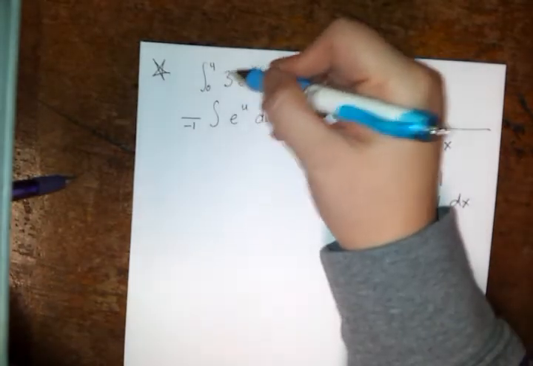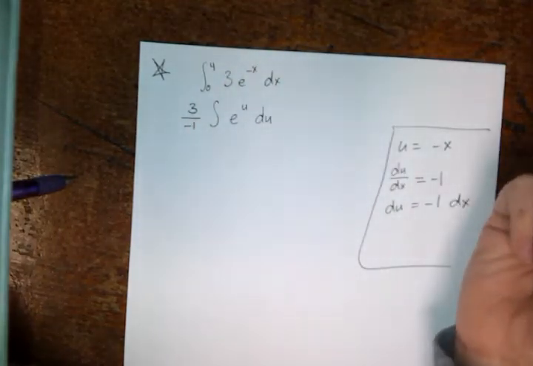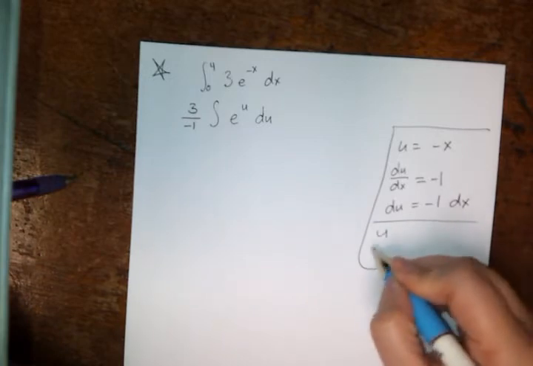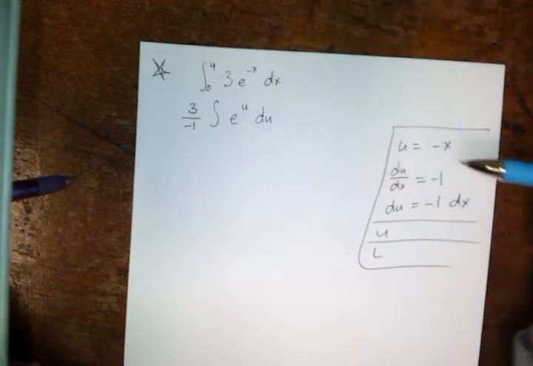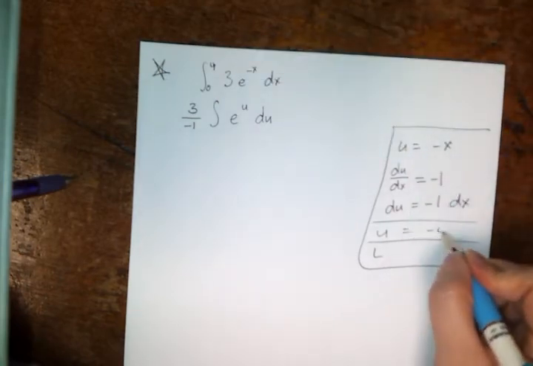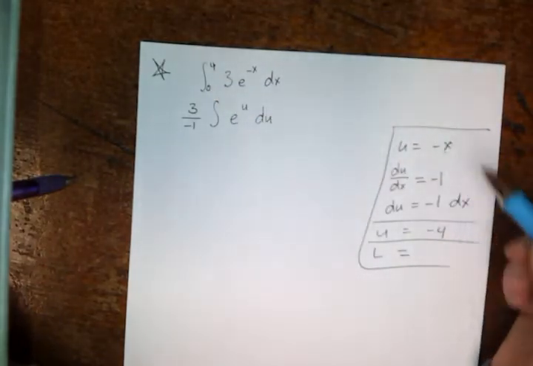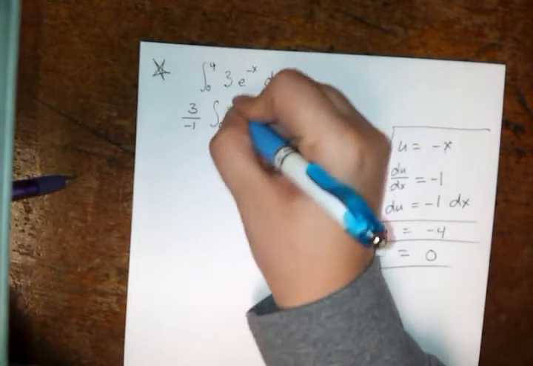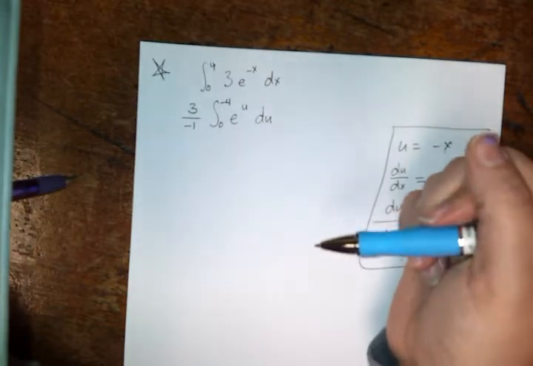I've got a 3 up here that doesn't match anything down here. So I've got something extra in my function that goes into the top of the fraction in front of the integral. And now I need my new bounds. So my upper bound and my lower bound, let's plug them in. I've got 4. I'm going to plug that into here. That's going to give me a negative 4. And I've got a 0 here. I'm going to plug that into my u, and that's going to give me negative 0, but that's just 0. So we're going from 0 to negative 4, and now we take our integral.